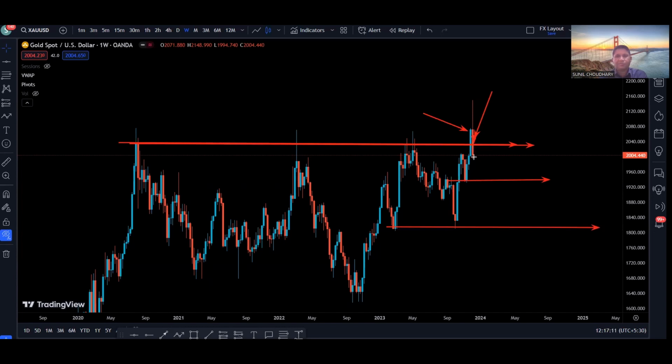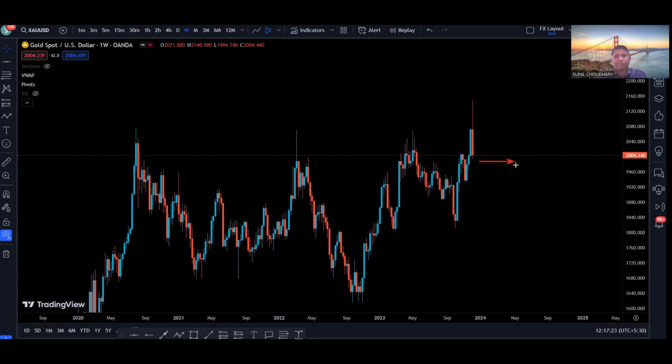But at the same time, if we come down and find some kind of support here, because we created a new high, there is a higher probability the price is going to continue up to retest the previous high. So that will depend upon whether we create a support here or not. Now let's go to the daily time frame to see more details.